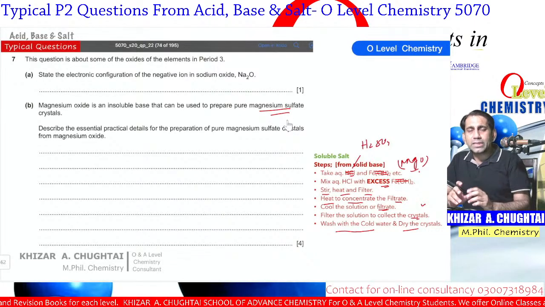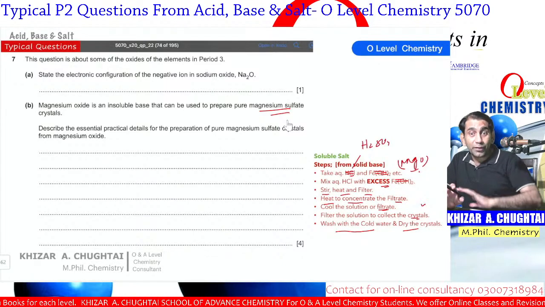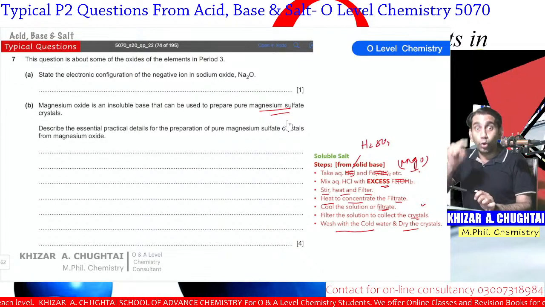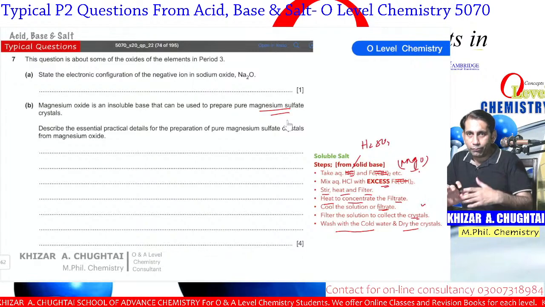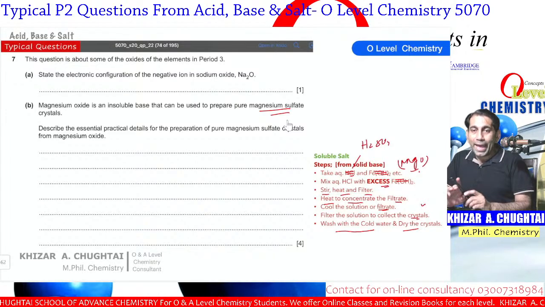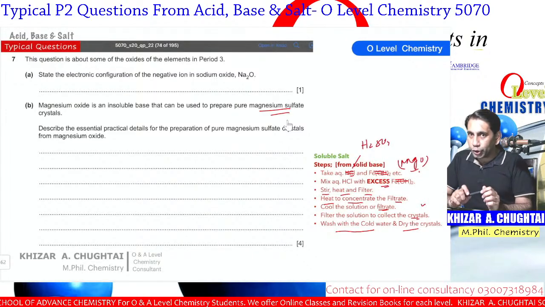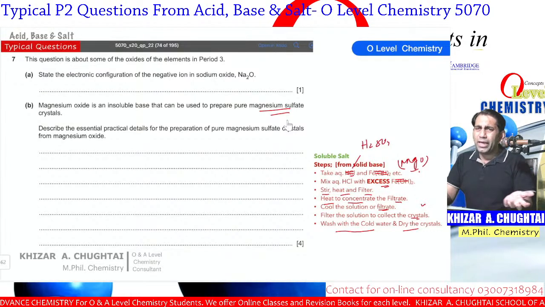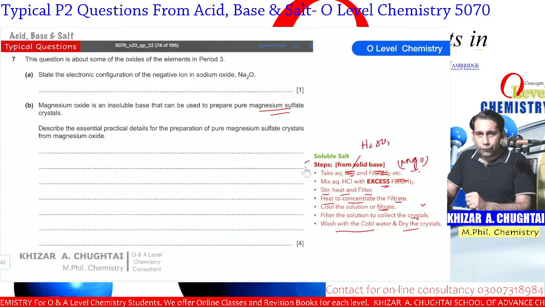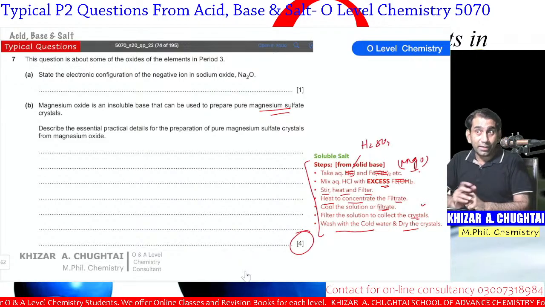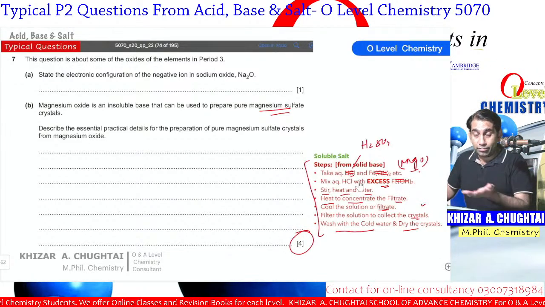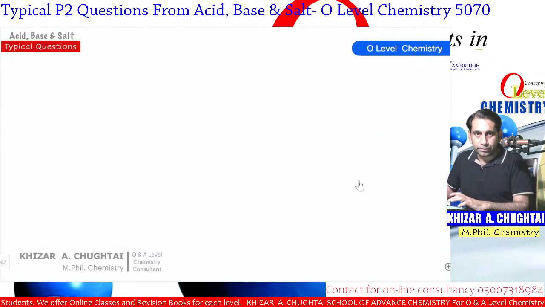So water soluble compounds are washed, but with a minimum amount of cold water, not with warm water, not with normal water, and a minimum quantity of water is used for their washing. Finally, you will dry it. That is enough for your 4 marks, and I think you can write this answer by yourself now.